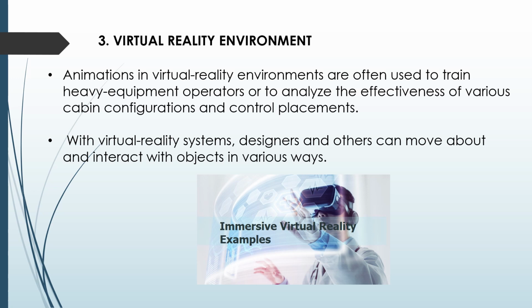Next, virtual reality environment. Animations in virtual reality environments are often used to train heavy equipment operators or to analyze the effectiveness of various cabin configurations and control placements. With virtual reality systems, designers and others can move about and interact with objects in various ways. Architectural designs can be examined by taking a simulated walk through the rooms or around the outside of the building to better appreciate the overall effect of a particular design. With a special glove, we can even grasp the objects in a scene and turn them over or move them from one place to another.